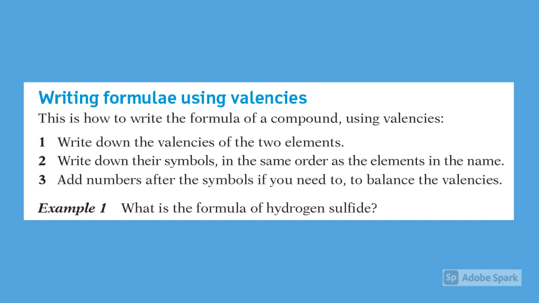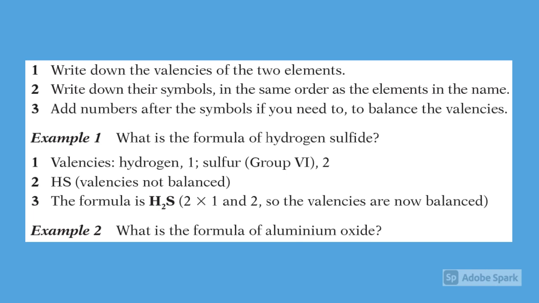I want you to have a go at figuring out the formula of hydrogen sulfide. Pause the video and have a go at it. You can scroll back to the green table that you just saw. The valency for hydrogen is 1, and that is half the valency of sulfur, which is in group 6. Sulfur's valency is 2. So you need 2 hydrogens to balance out the valency of sulfur.